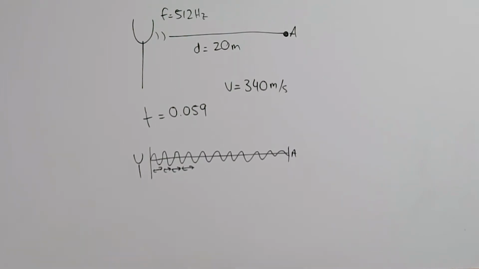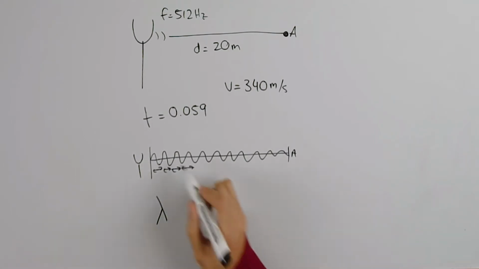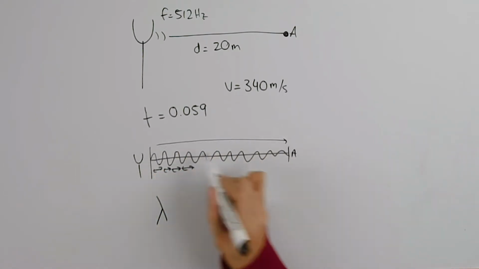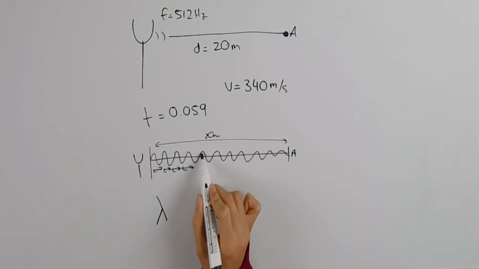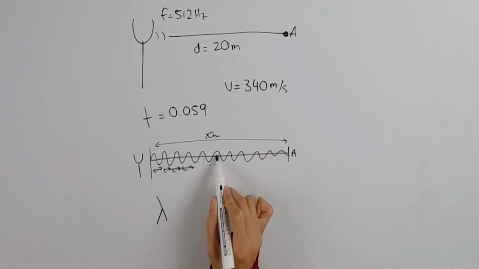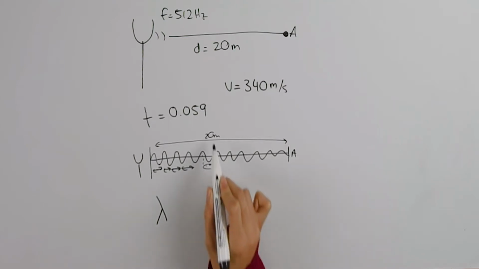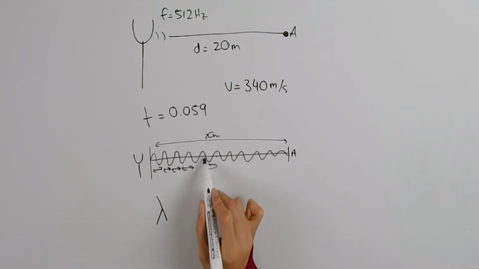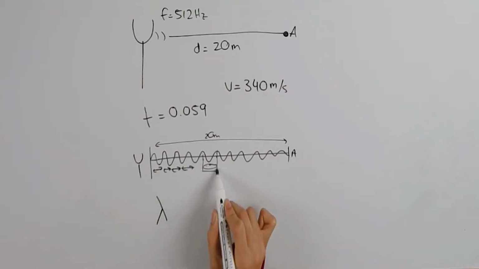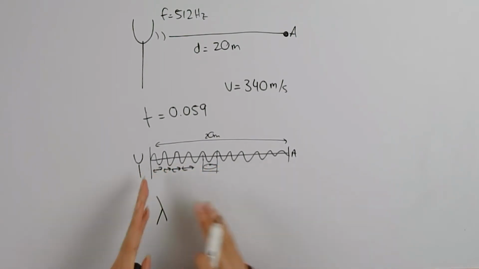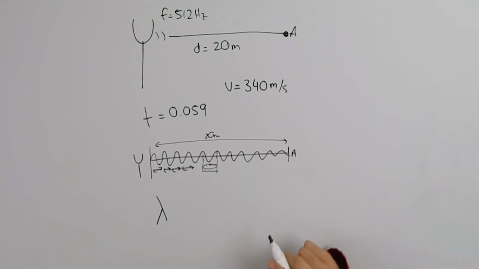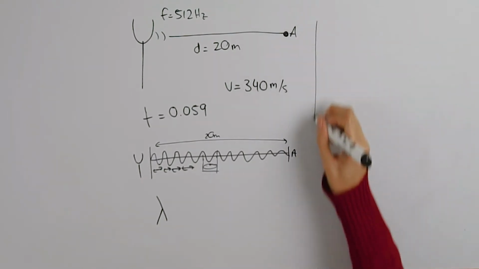So the first way is actually using the wavelength. If you remember, this whole distance is 20 meters. And if we know what the wavelength is, then we can do 20 meters divided by the wavelength of this wave, and it will tell us exactly how many waves fit between the fork and point A. So let's start off with that method first.